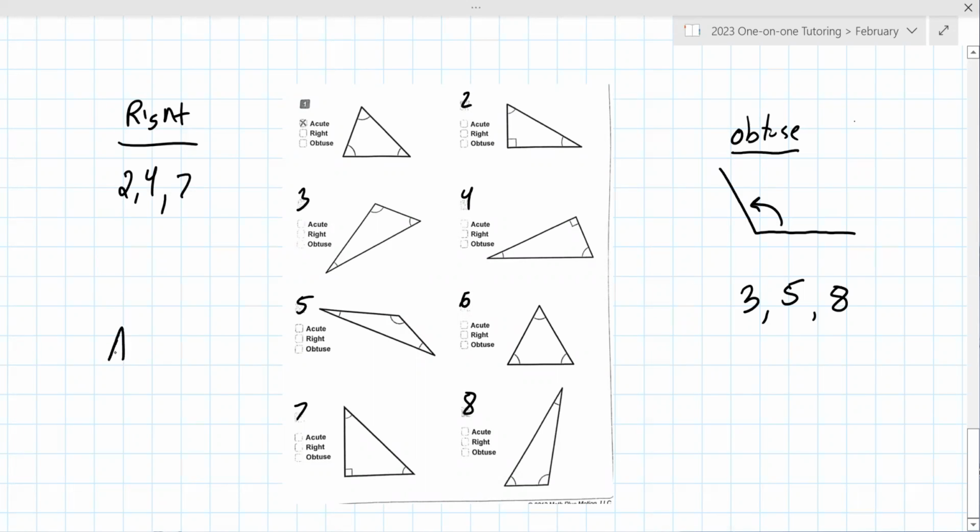And by the fact that these are the only ones left, the other ones must be acute. 1, 2, 3, 4, 5, 6, 7. Yeah. So I guess the only acute ones are 6 and 1. Yeah, 1. Yep. Good.